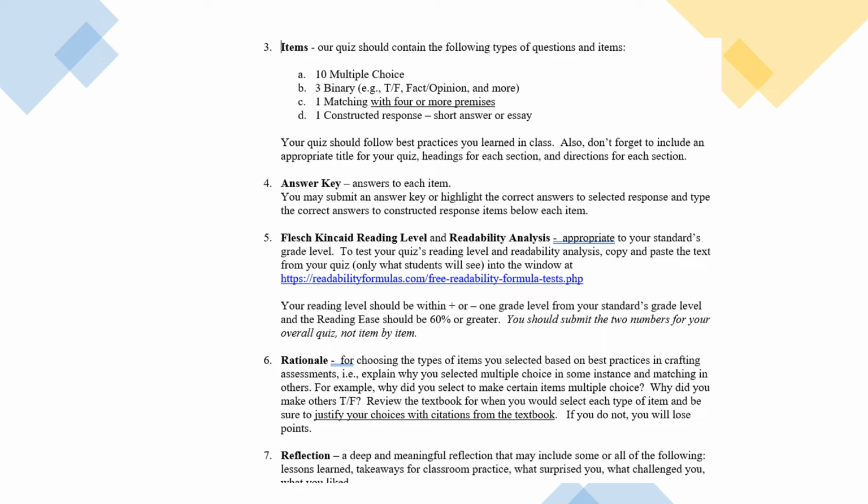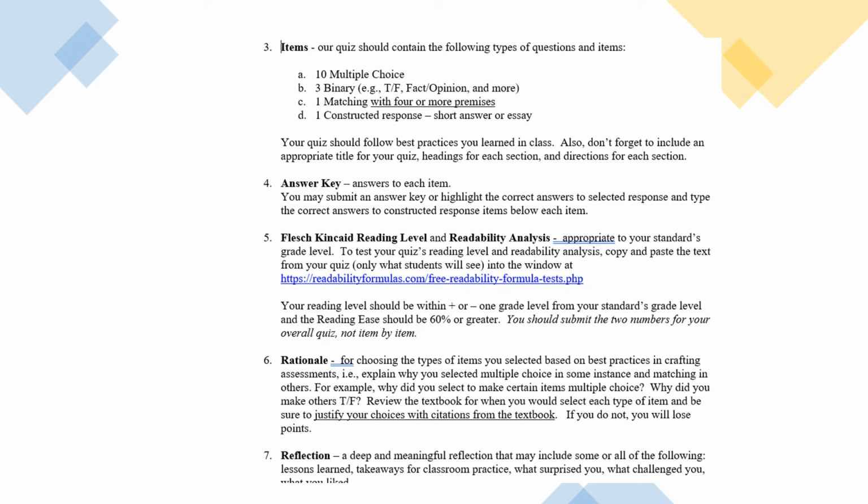Your quiz should follow best practices that you're learning in class. Particularly use those tips sheets. Tips for selected response items, tips for constructed response items. It should have an answer key, or you can highlight the answers on your quiz itself.